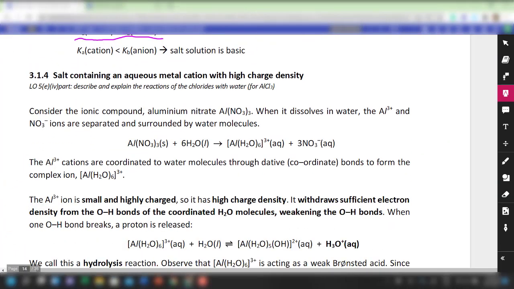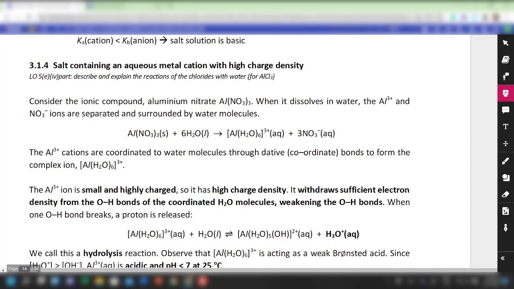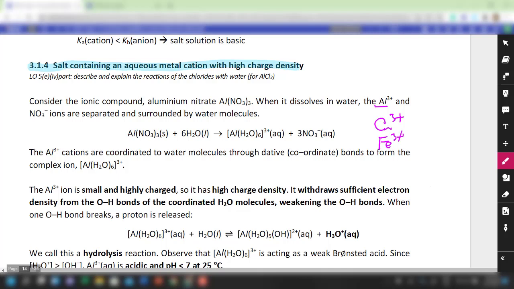Okay, next we are going to move on to salts containing aqueous metal cations with high charge density. This is an important portion for transition metal chemistry as well as your qualitative analysis. You probably want to be aware that some of the cations with high charge density, such as Al3+, and off the top of my head chromium 3+ and iron 3+, will partially hydrolyze in water, and in the process they will generate H3O+.